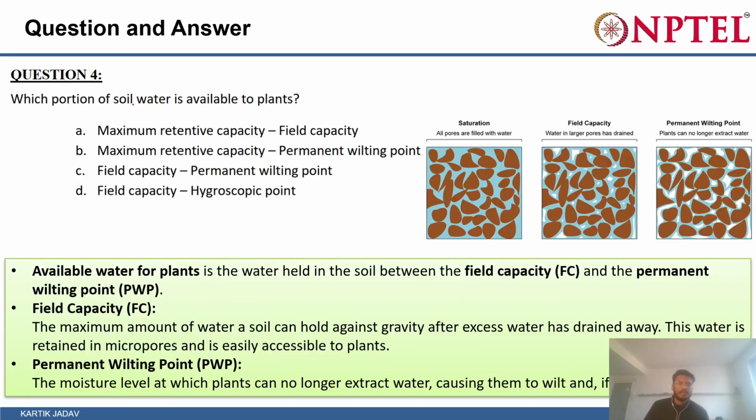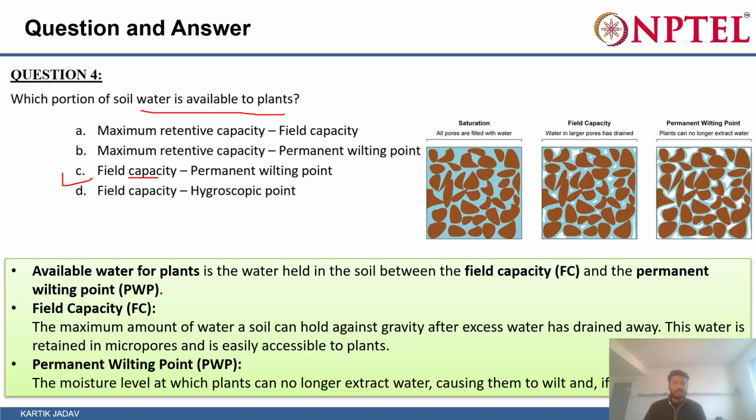Which portion of soil water is available to plants? We know that there are different kinds of conditions: saturation, field capacity, and permanent wilting point. Plant available water is between field capacity and permanent wilting point. Correct answer is option C. And why is it like that?